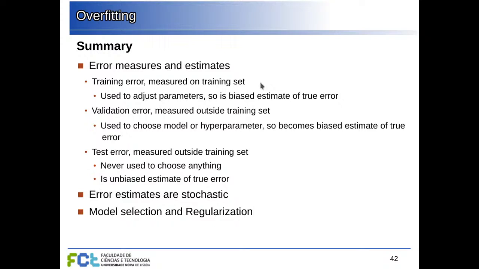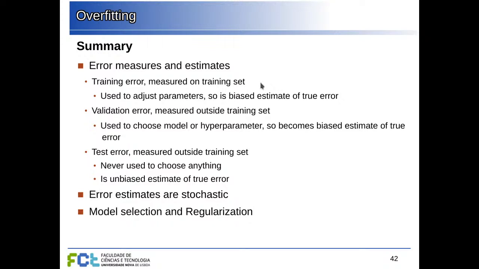So finally, we have the test error. This is also measured outside the training set, but it was never used to choose anything. So it remained unbiased, and it can give us an unbiased estimate of the true error. Remember that all these estimates are stochastic. We cannot measure the true error unless we have all the universe of data points, and we usually don't. But the idea is that if we are not using those values to choose anything, the estimate will be unbiased.